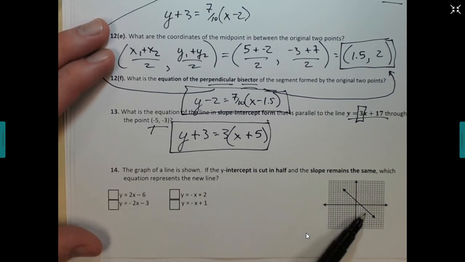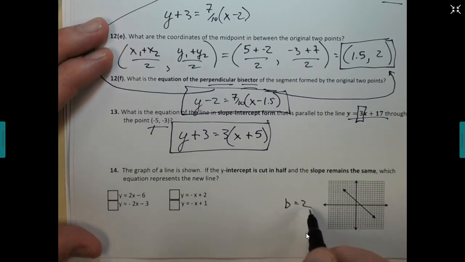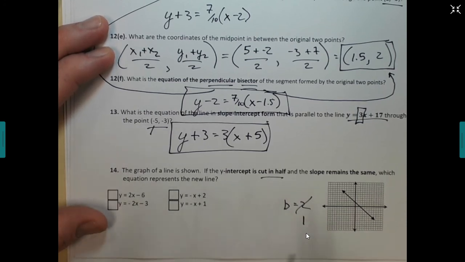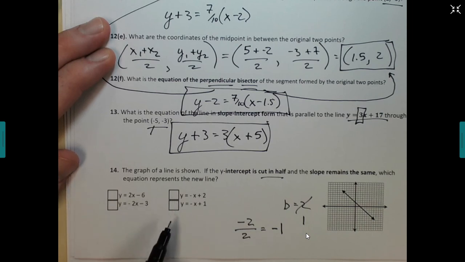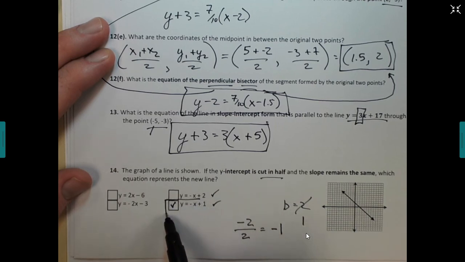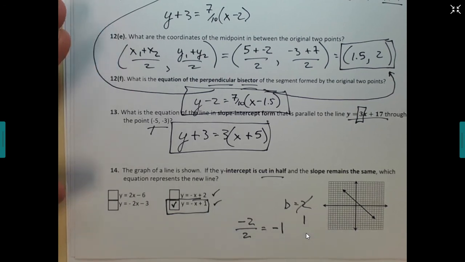The graph of a line is shown here. If the y-intercept, which seems my y-intercept is 2, we want to cut that in half, which brings it down to 1. And the slope remains the same. I can count the slope. I'm on a graph from one point to another. I went down 2 and right 2, so the slope is a -1. So I need which one of these has the slope of -1? These 2 do. But I want a y-intercept of 1. That means here's my answer. That was page 3.